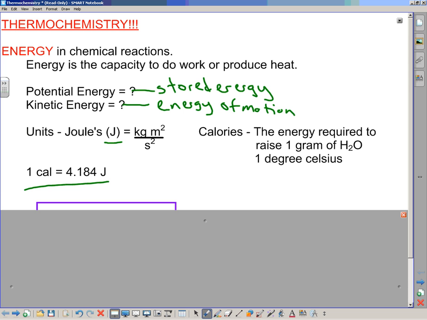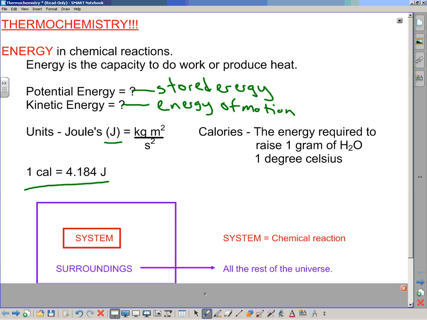Moving on. Now, all thermochemistry has two basic parts to it. Okay? We have the system, which we define as our chemical reaction. We also have the surroundings, which is the rest of the universe, everything around it.